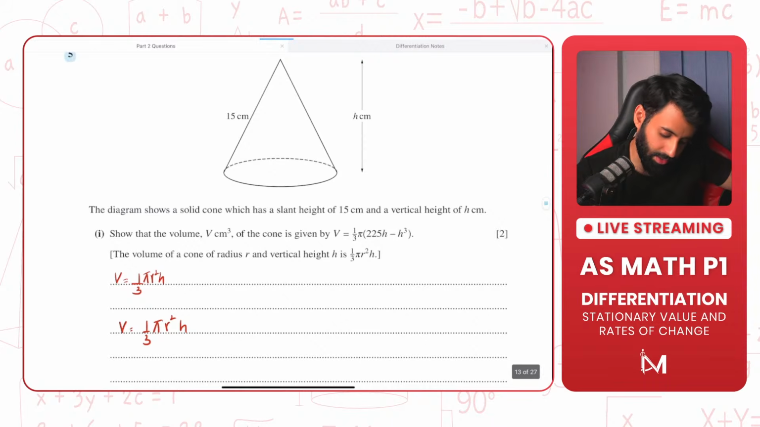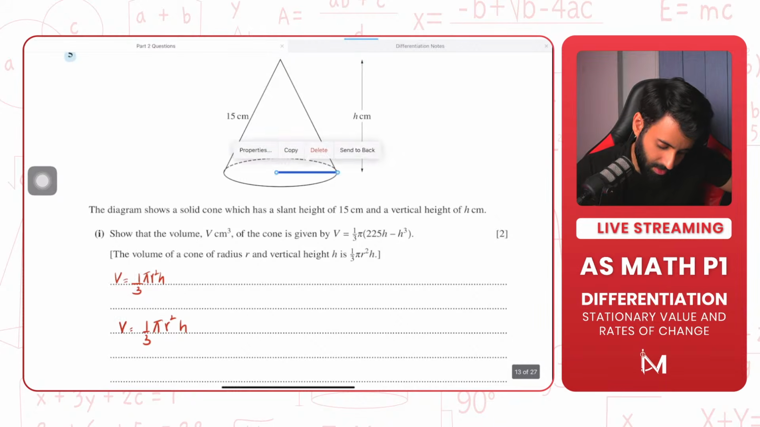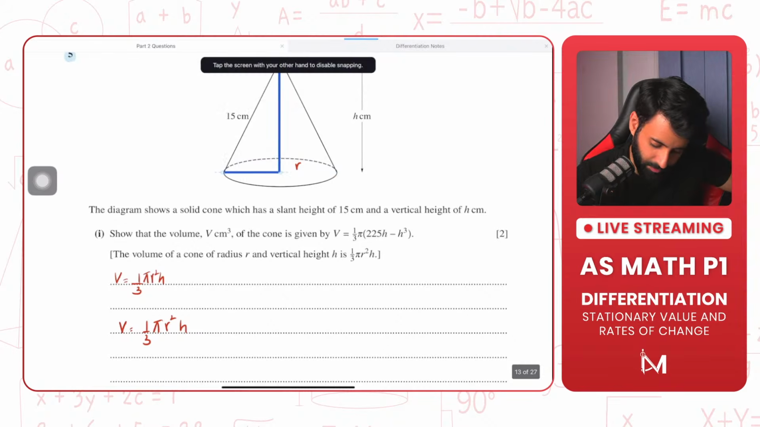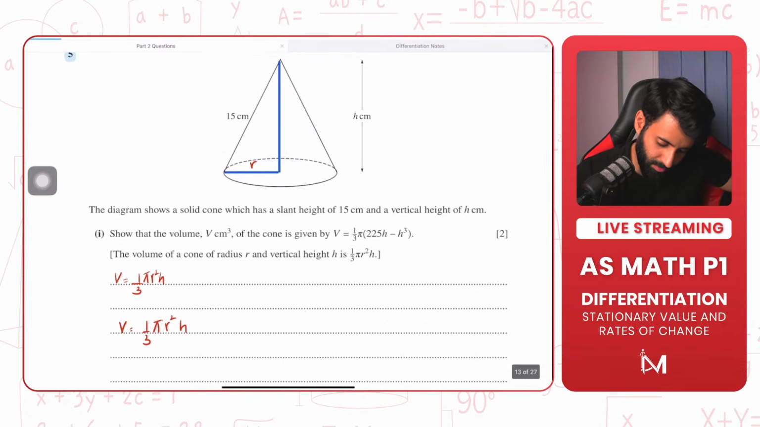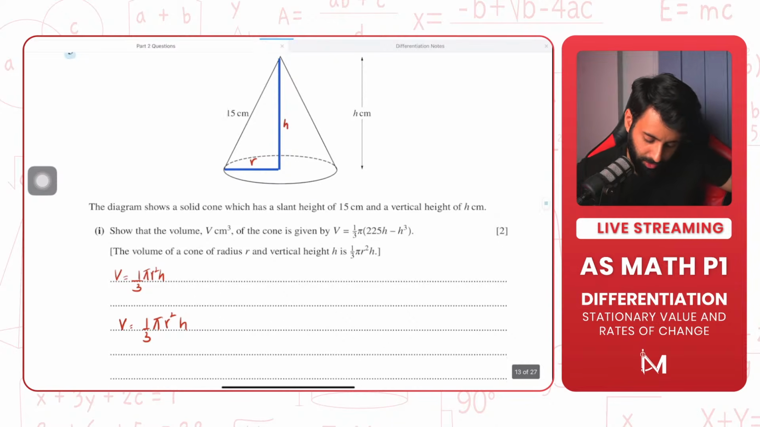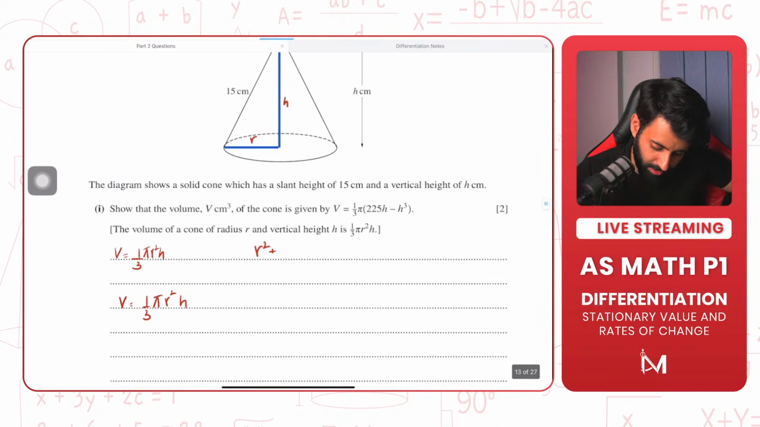We're supposed to bring it equal to something else. In fact, if you look at it, it's all in terms of h. So how do I bring it in terms of h? Let's see. So this is the radius and this is the height. In fact, let me draw it over here. There you go. Now what can I apply over here? I can apply Pythagoras theorem. R square plus h square equals 15 square. And thankfully, I don't need to take the square root of r. I can simply do this.